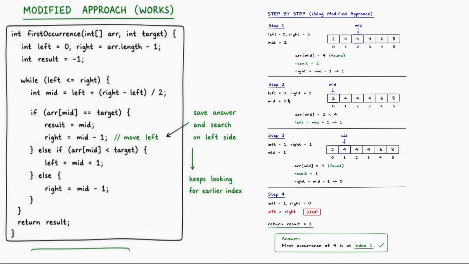Then we computed the next index and then the third step. And after that, when we came out of the loop, we return the value of result. And that is the first occurrence of the target value.